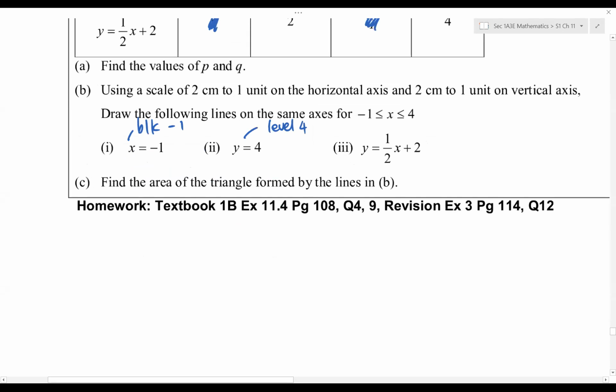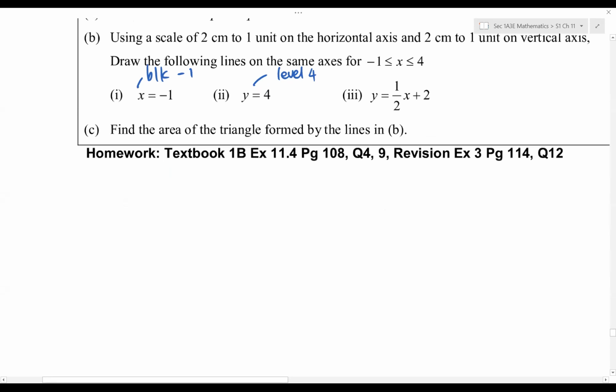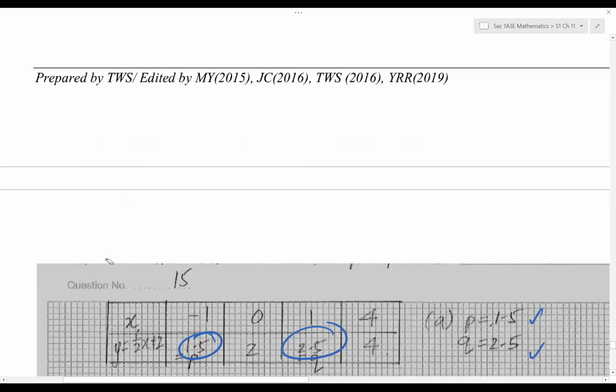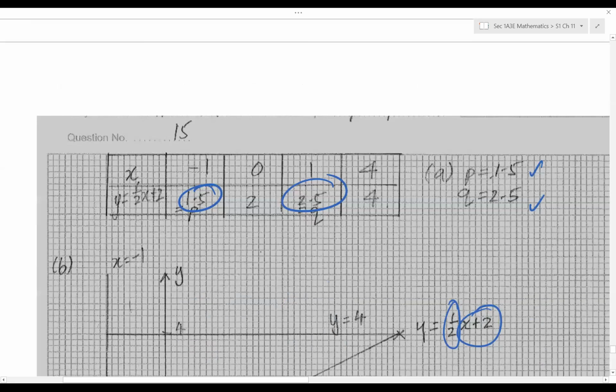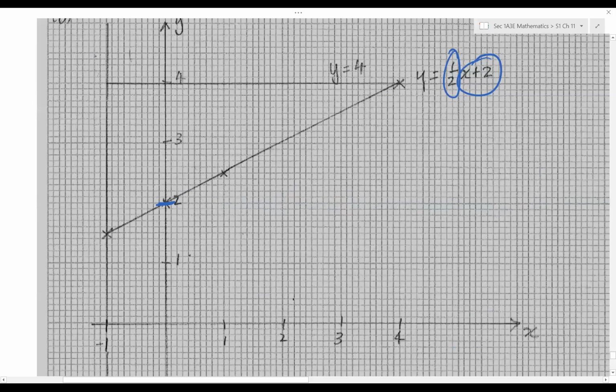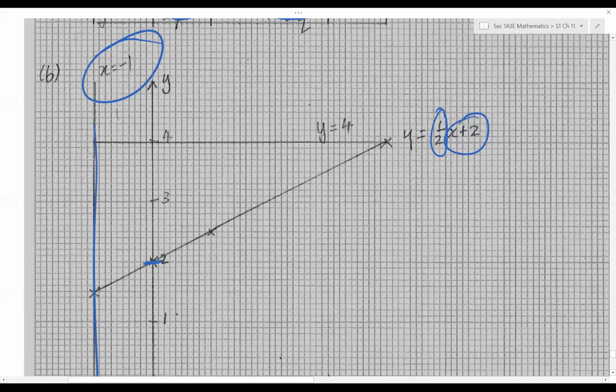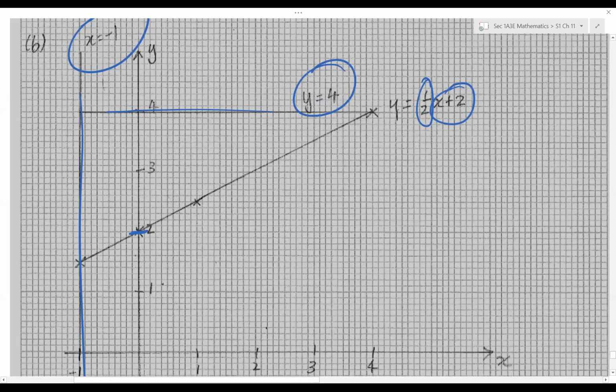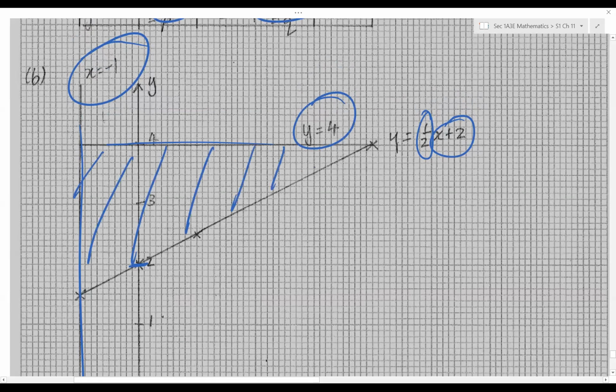So block -1, level 4. So draw your block -1, this vertical line. Label it. Otherwise, we do not know whether we should give you the mark or not. Level 4, horizontal line. So find the area bounded by these 3 lines. Again, triangle. Area, half times base times height.